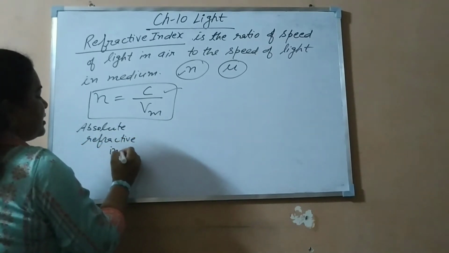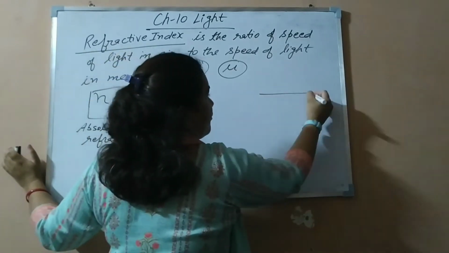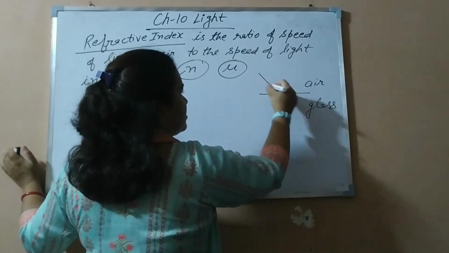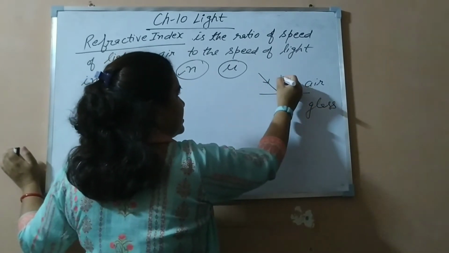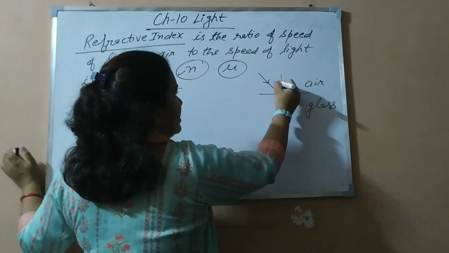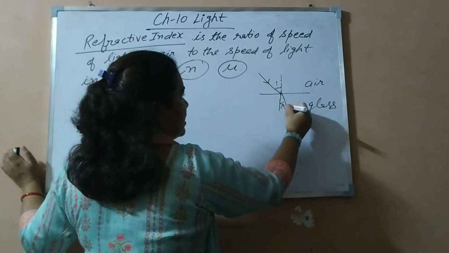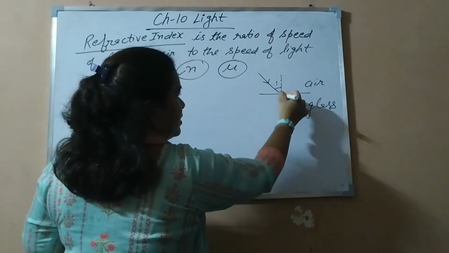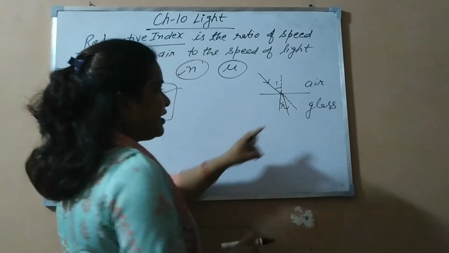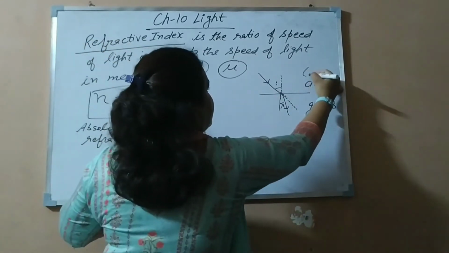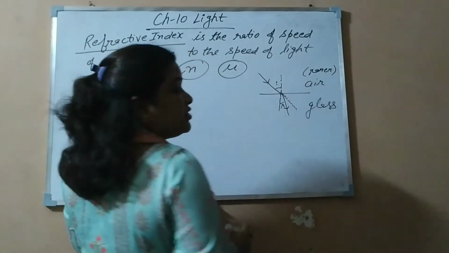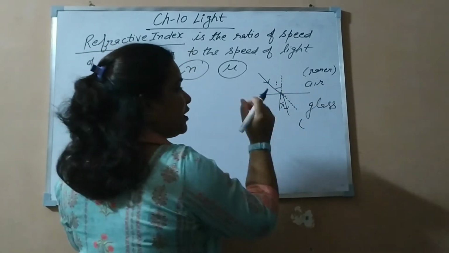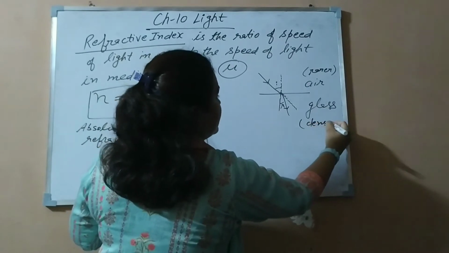Let me show you with the ray diagram also. When you have air and here you have glass, the light is coming, this is the point of incidence, this is the normal. So it bends towards the normal. This angle is r. So what does it mean? There is a change in speed of light, a decrease in speed of light, when it enters from air to glass. Air is a rarer medium. The medium in which the speed of light is more is known as rarer medium, and the medium in which the speed of light is less is known as a denser medium.